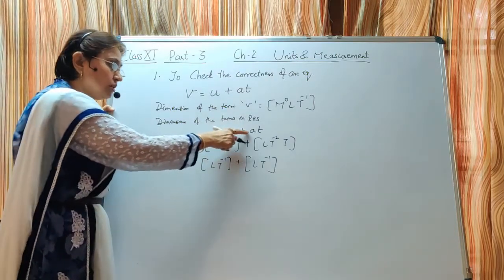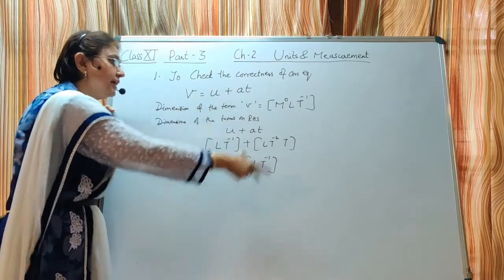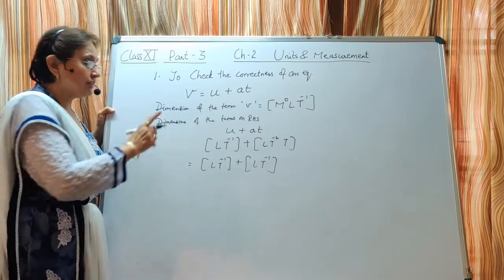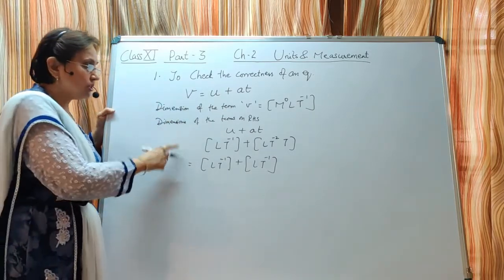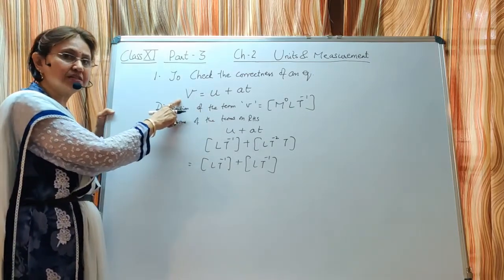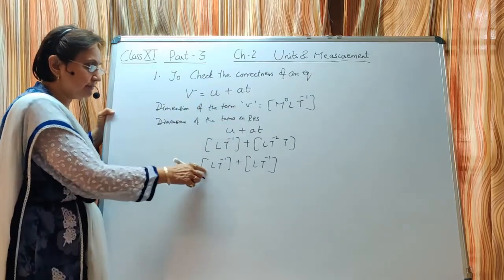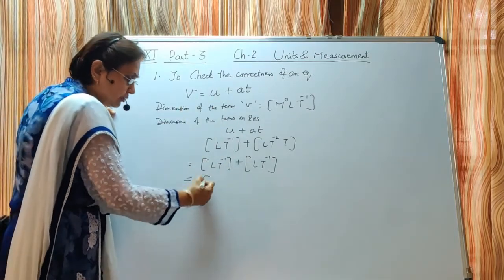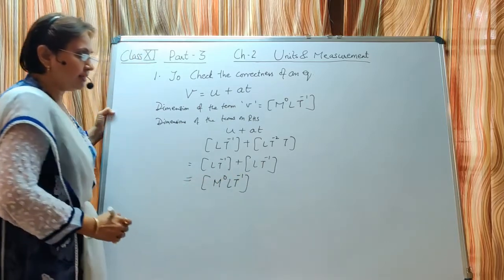So there are two terms on the right hand side, and each term should have the same dimension as that on the left hand side. Then we say that the equation is dimensionally correct. This equation is dimensionally correct because the dimensions on the left hand side are equal to the dimensions on the right hand side. So here the total dimension will be M0 L T raised to the power minus 1.